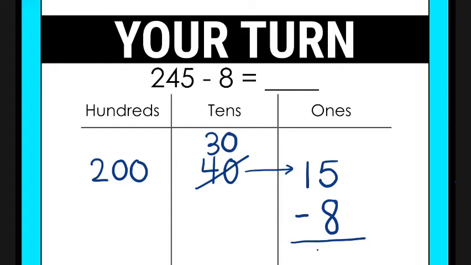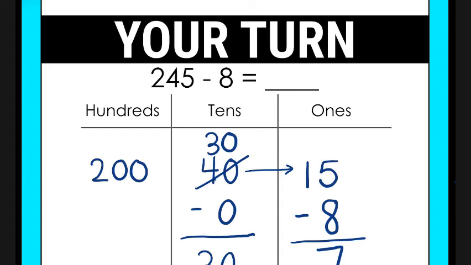Hopefully you wrote 15 minus 8 is equal to 7. Now let's move on to our tens. Do I have any tens that I need to take away? I don't, so I can just take away 0. Now remember, I'm not doing 40 minus 0, I'm doing 30 minus 0 because I already took 1 ten away. So 30 minus 0 is 30.